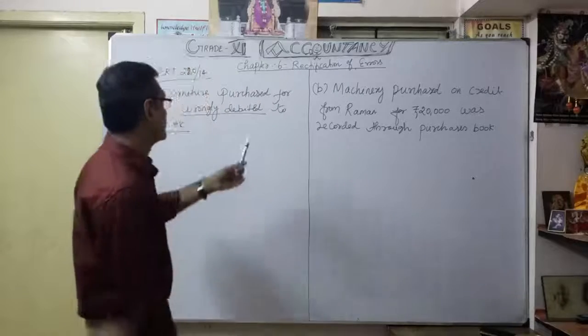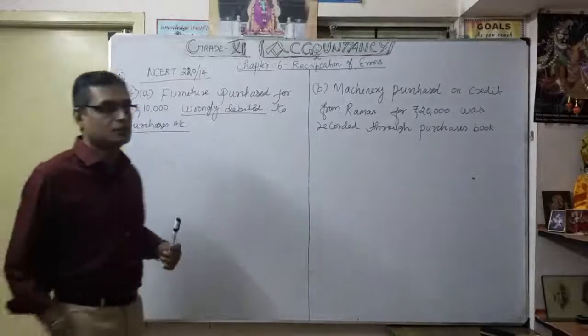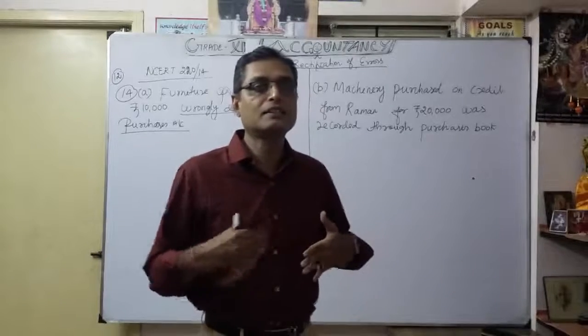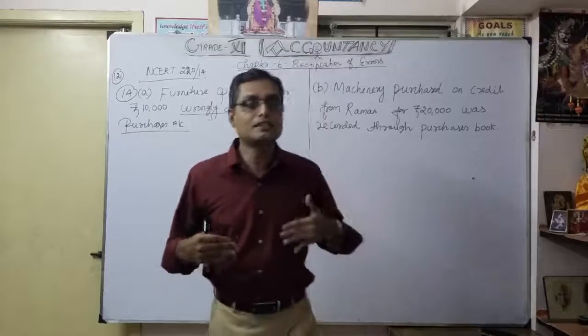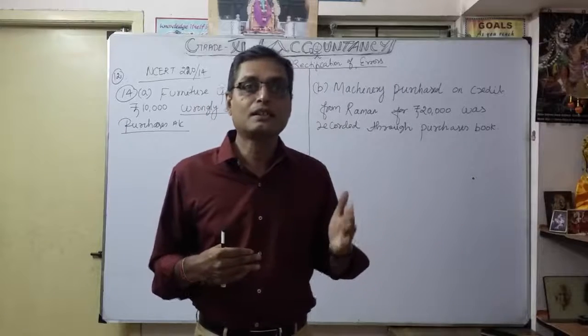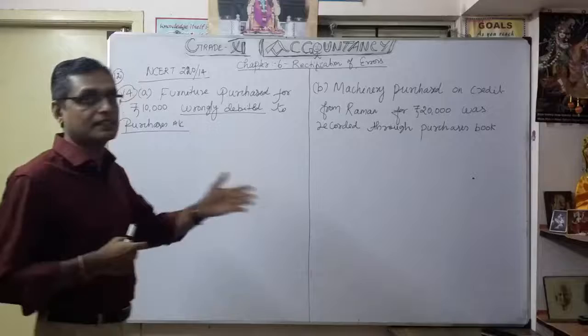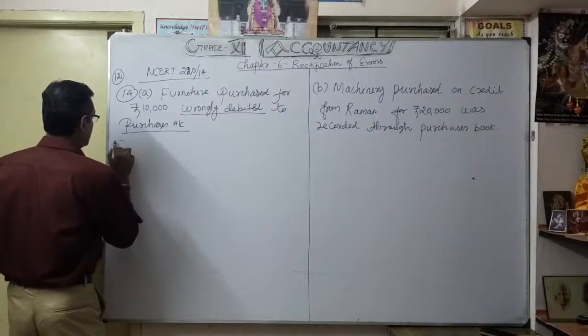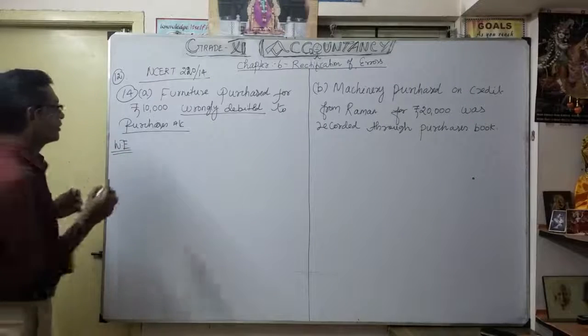But what happened? They usually treat it as purchase account, the running day-to-day transaction. When they are dealing in goods, they consider it as goods, not asset. That's why it is coming under error of principle. The entire exercise is on error of principle. So we have to do, what is the wrong entry?